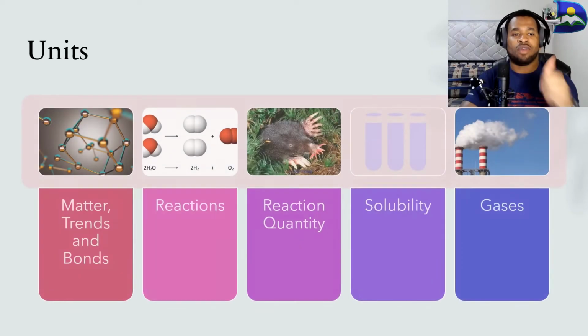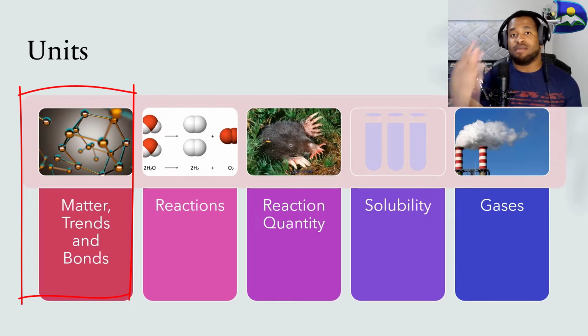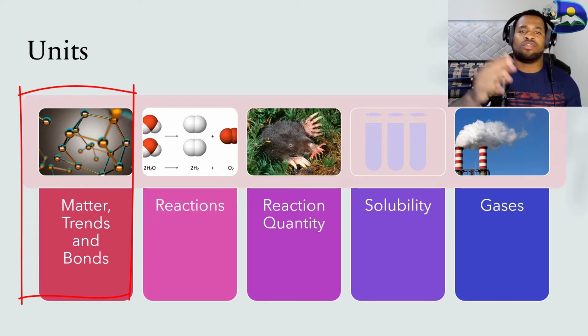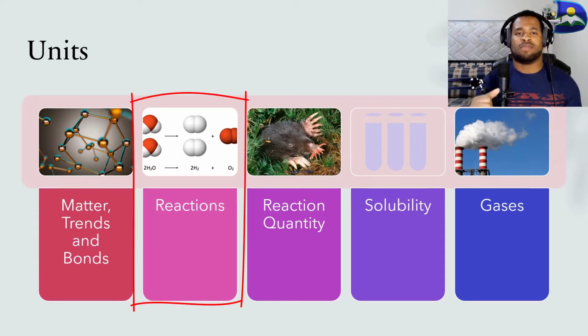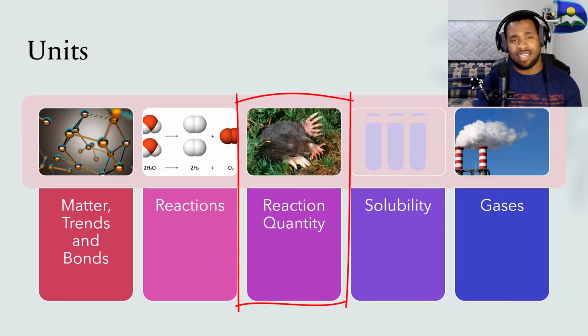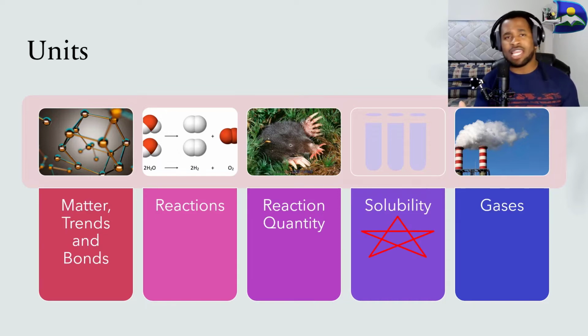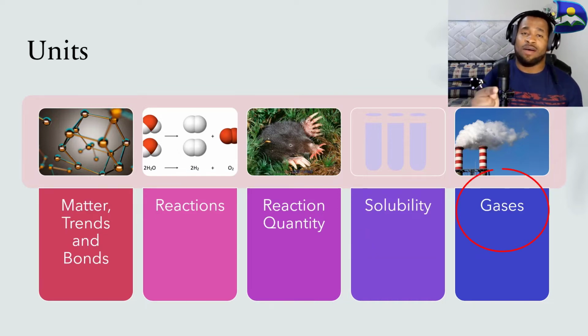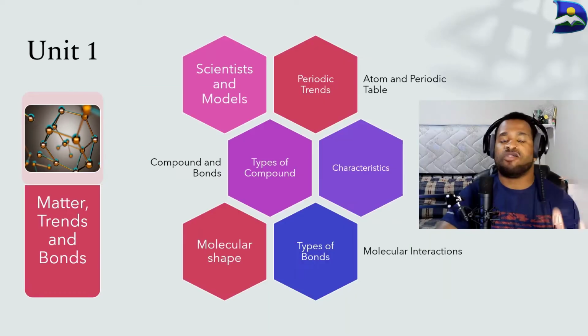One is looking at matter, trends, and bonds, and this will lead us to the next part, which is about reactions, and this is followed by reaction quantity, and this will be followed by solubility, and finally we're going to be looking at gases. Now we're going to look in detail at the specific expectations for matter, trends, and bonds, followed by the next unit, and so on and so forth. And we're going to begin with matter, trends, and bonds.